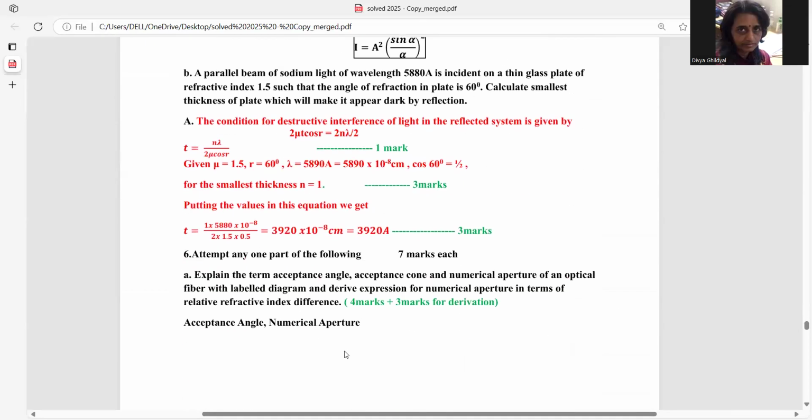Again, a numerical. Numerical is, I think, of thin films. So destructive interference of light in reflected system, 2 mu t cos r is 2n lambda by 2. t comes out n lambda upon 2 mu cos r. Mu is 1.5, r 60 degree, lambda 5890 angstrom, change it into centimeters, and cos 60 degree is half. For smallest thickness, n is equal to 1. So even if till here you have written, out of 7 marks, 3.5 to 4 marks. Last marks remaining, put these values correctly, change all the units properly, and you get your answer.